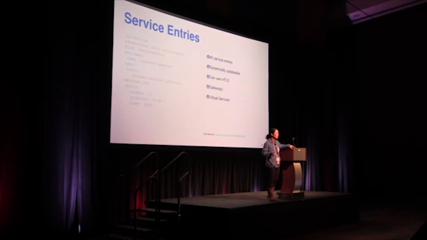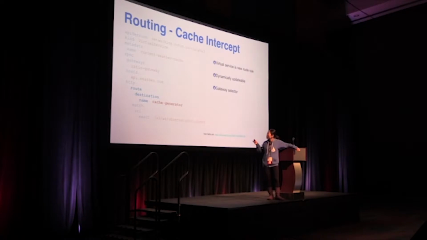So that was really neat from their perspective. And this is a simple service entry. I'm sorry, the fonts and colors may not be super friendly, but it shows their service entry bringing their current weather API, an existing service outside of the mesh, into the mesh for consumption. And this is their simple route rule. You can see how they have the cache generator intercept the traffic, and also rewrite the traffic to do a URI match on the rewrite.